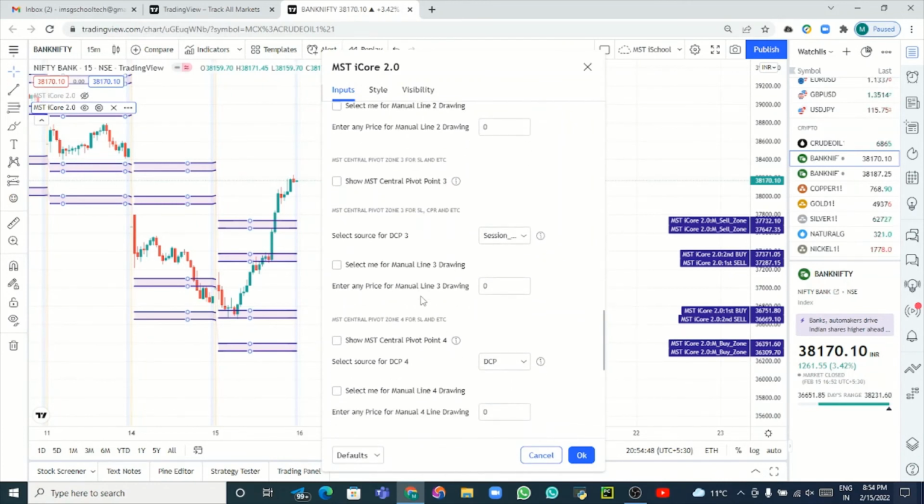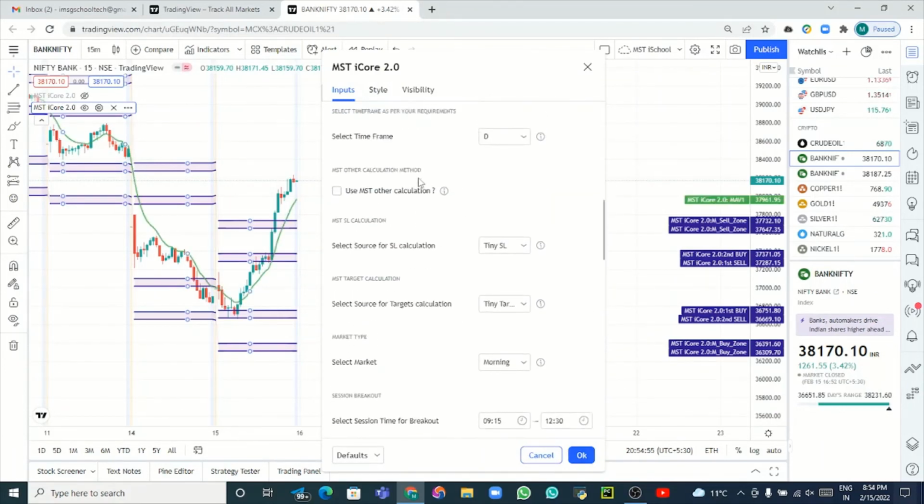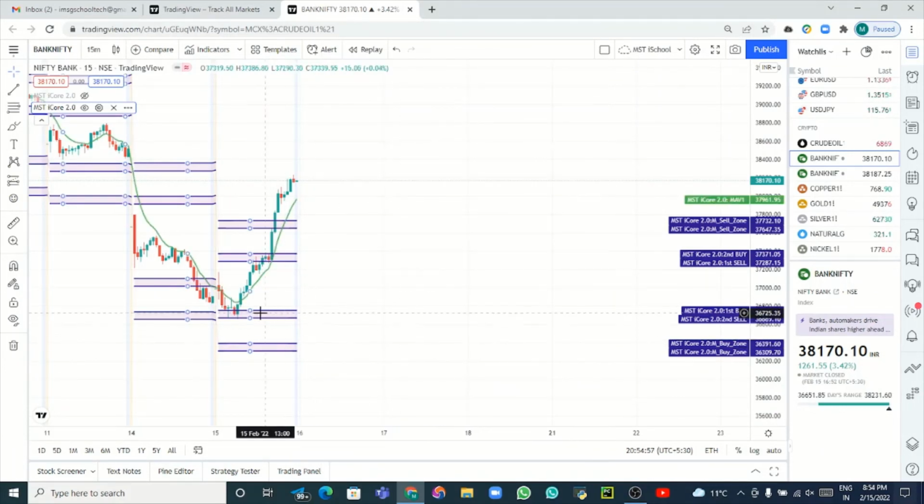Okay, what you can do, you can add moving average 9. Moving average 9 you can add. So accordingly, whenever candle is not closed below that, you can be in the buy trend. Whenever candle is not closed above the 9 moving average, you can be in sell trend. So that is the concept behind our indicator.